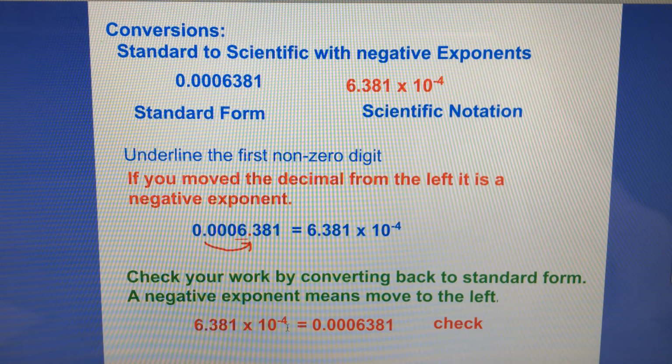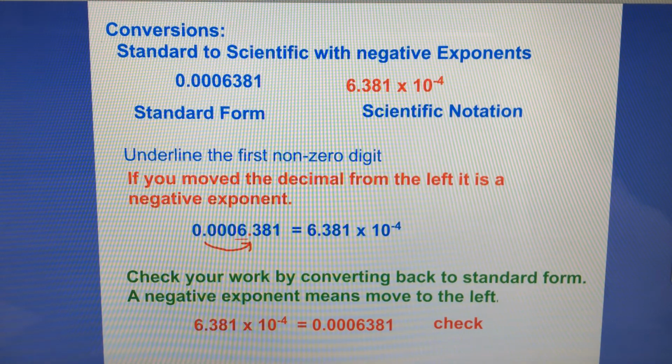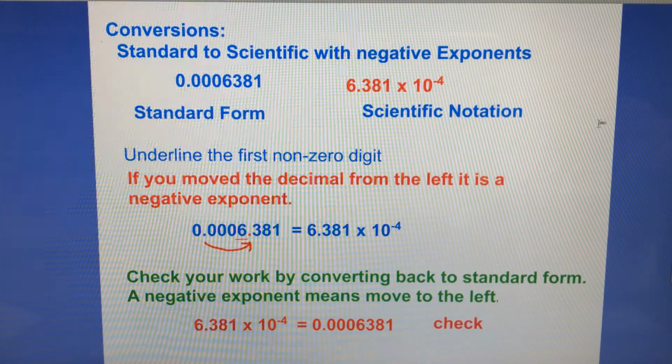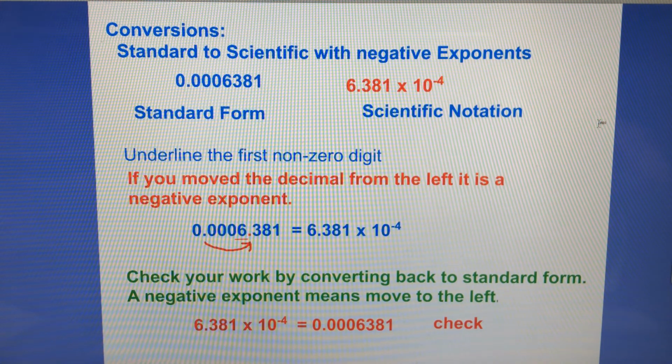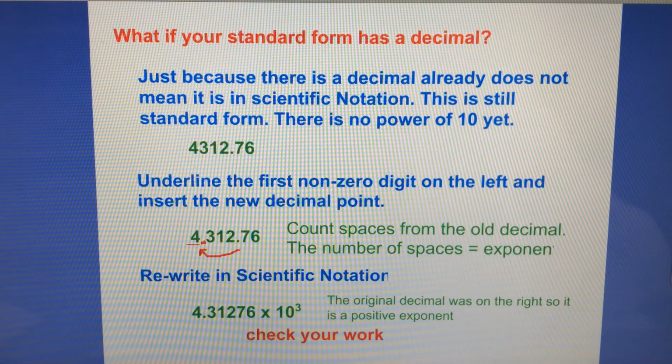6.381 times 10 to the negative 4 means move the decimal 4 spaces to the left, fill it in with zeros, and yes, I have my original standard form back. This is confusing. Take your time with it. Do not rush through this, please.